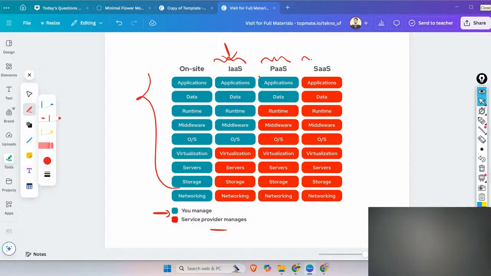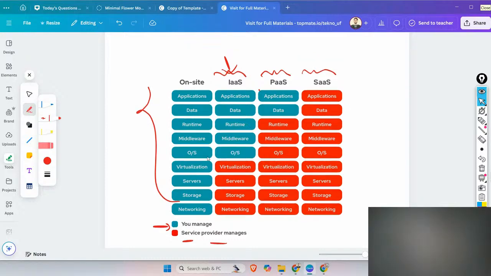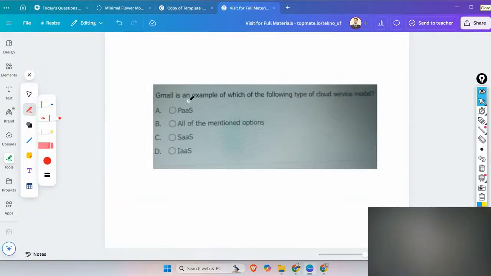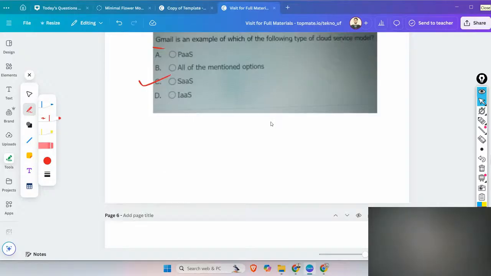And how do you check if it is a SaaS application or not? If the service provider manages everything, applications, data, runtime, and all the background things, then it's a SaaS application. So in the case of Gmail, we don't customize or do anything; it's handled by the service provider, so that's why it's a SaaS application.